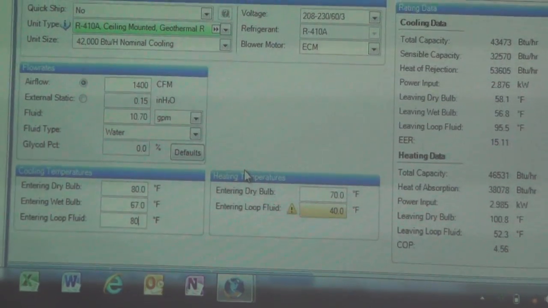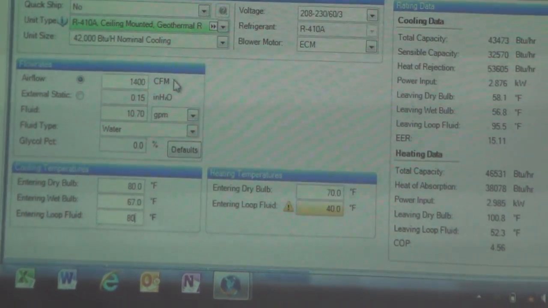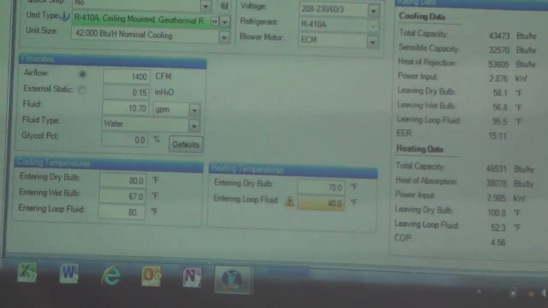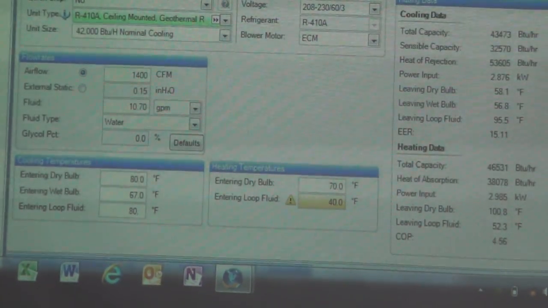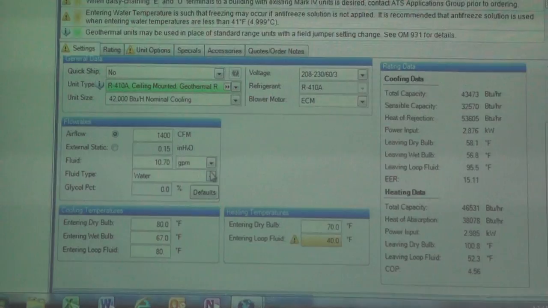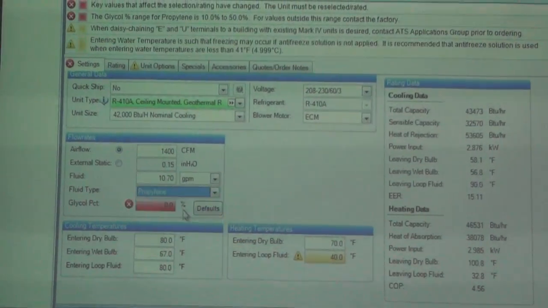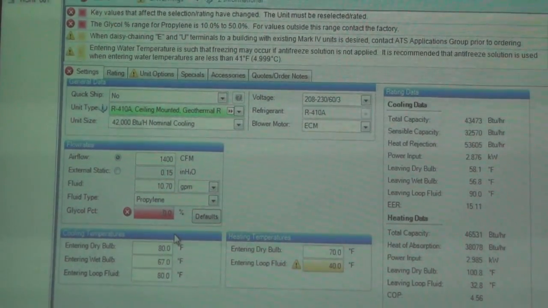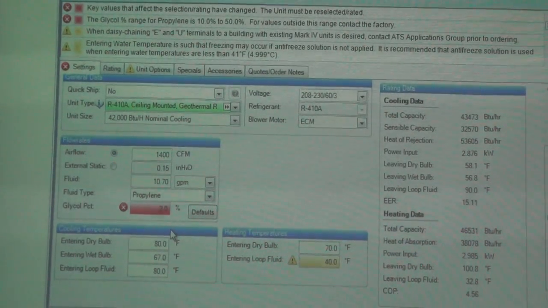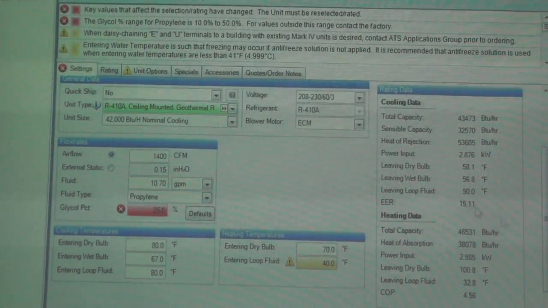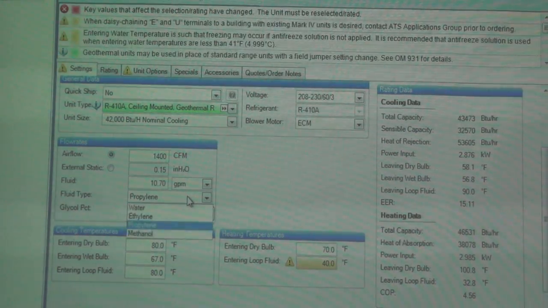So they're just telling us that entering water temperature is such that freezing may occur. You may want antifreeze or glycol. So in fact, let's put the propylene glycol in there. We'll put in 25%. And we've got to correct our MC delta T, right? As soon as you did that, everything gets thrown off.